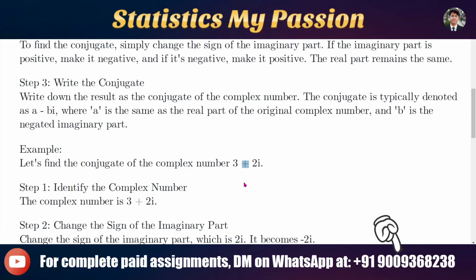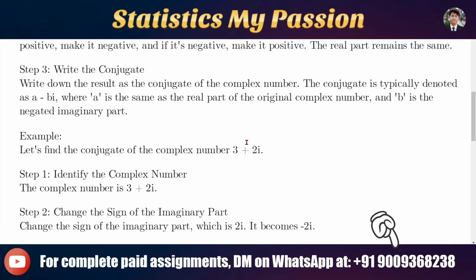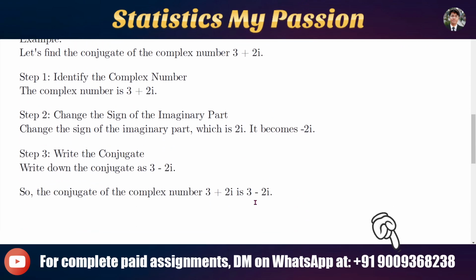So plus or minus simply means you always change the sign of the imaginary part. Like 2 iota, which is positive here, we will change from the positive sign to the negative sign, plus to minus. So 3 plus 2i is converted to 3 minus 2i. The conjugate of the complex number is simply 3 minus 2 iota.